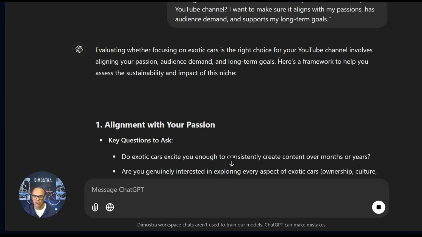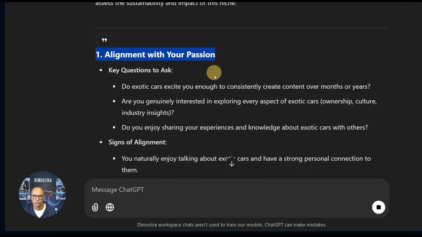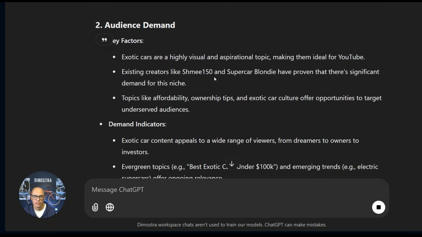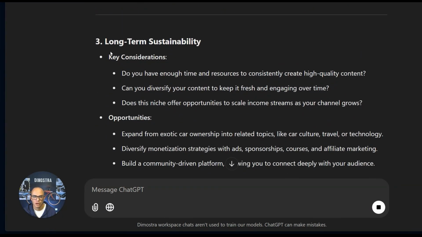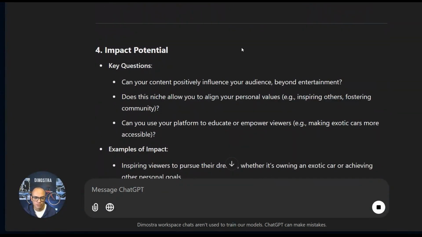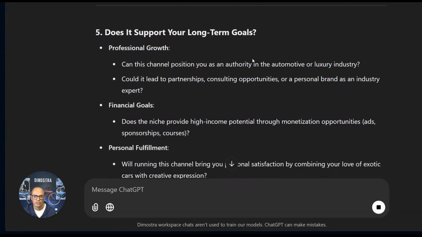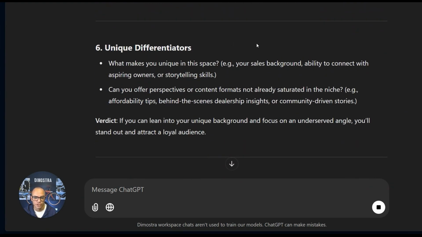And the response was, here's a framework to help you assess the sustainability and impact of this niche. Alignment with your passion, audience demand, long-term sustainability, impact potential. Does it support your long-term goals? It gives you great questions here to run through. Unique differentiators.